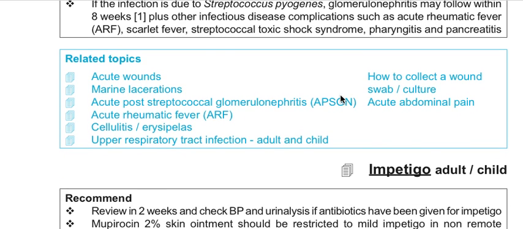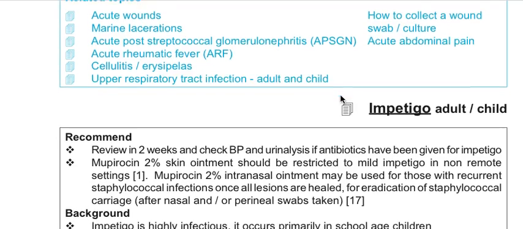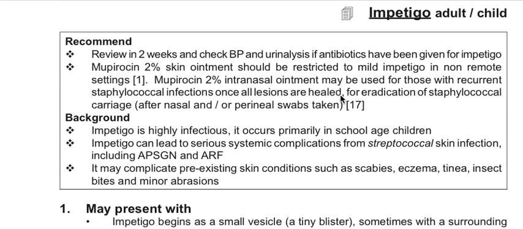Related topics for this area are all of these. Impetigo in an adult or child, this is school sores. So review in 2 weeks and check blood pressure and urinalysis if antibiotics have been given for impetigo.